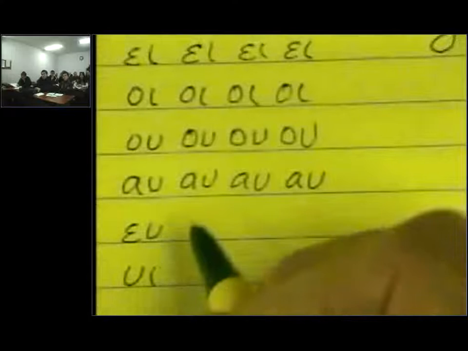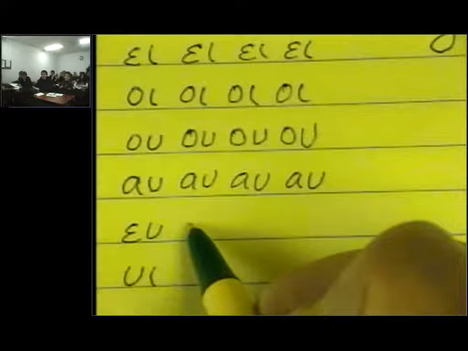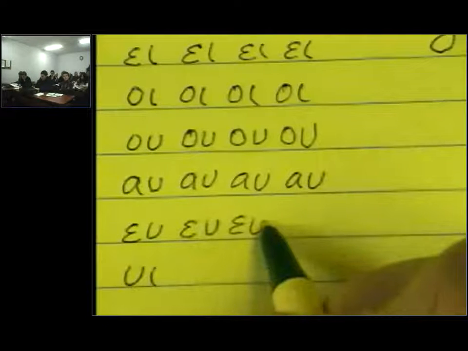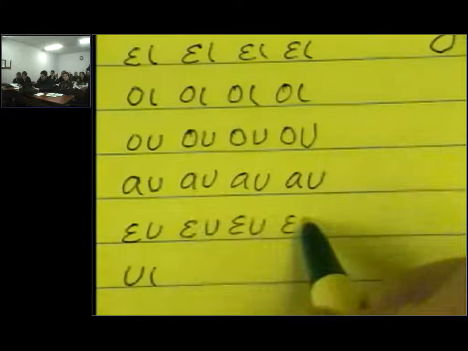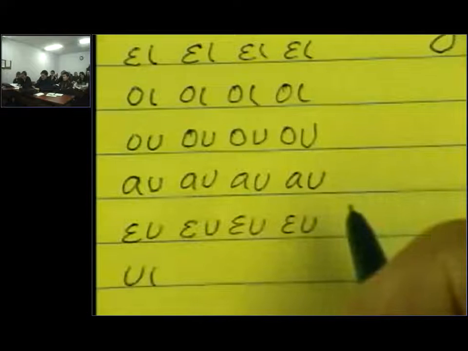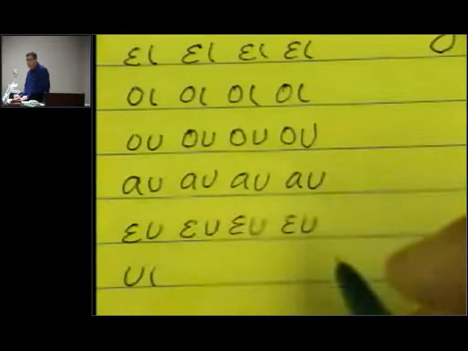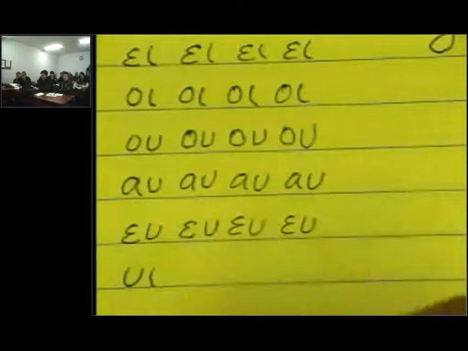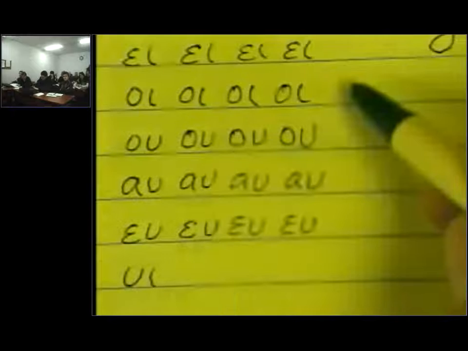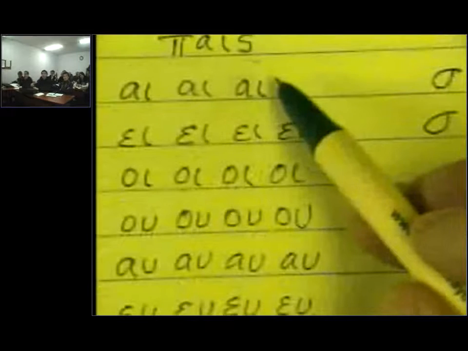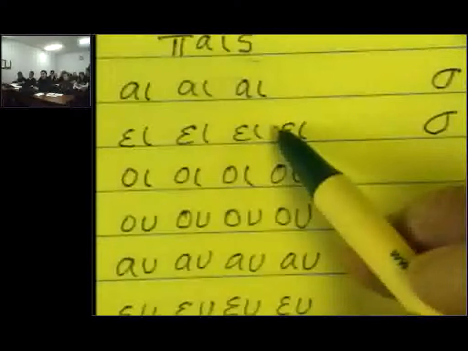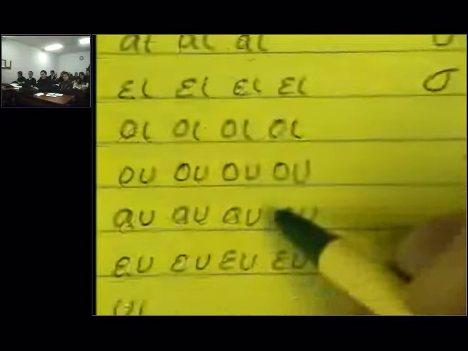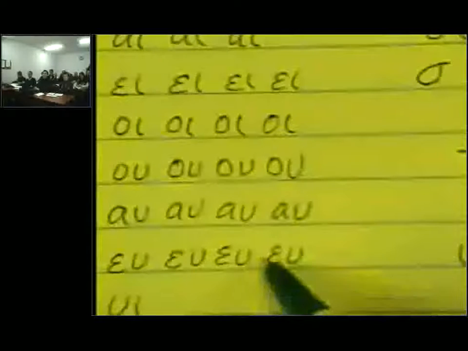This is an epsilon and upsilon together. Ew. When my little granddaughter sees a worm, she says, ew. So, I. A. Boy. Ow. Ew.